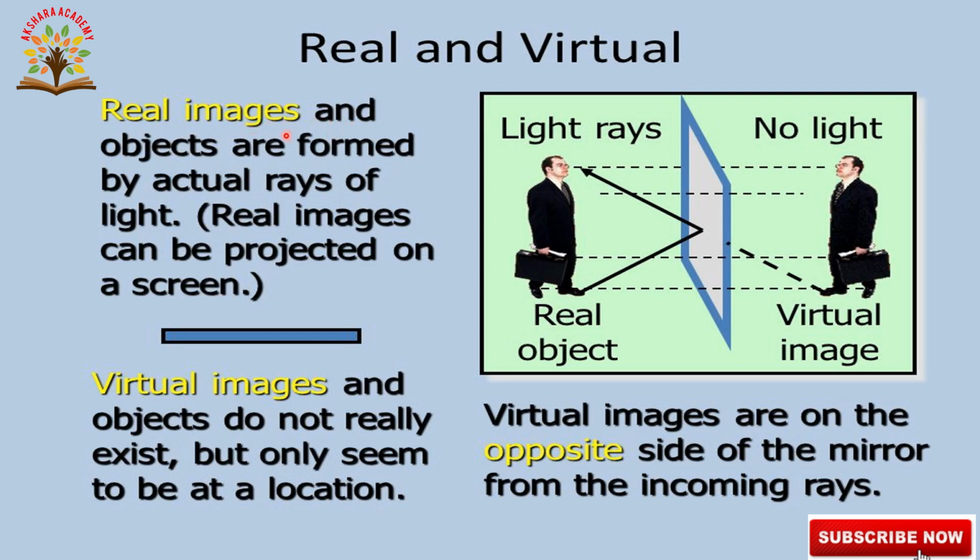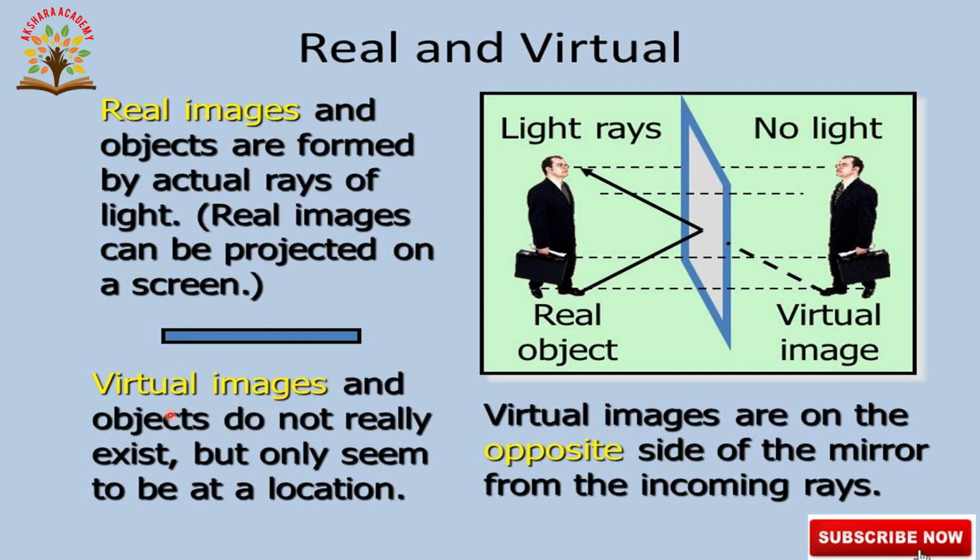Real images and objects are formed by actual rays of light. See this diagram. These are the light rays. This is the real image, and this is the virtual image.